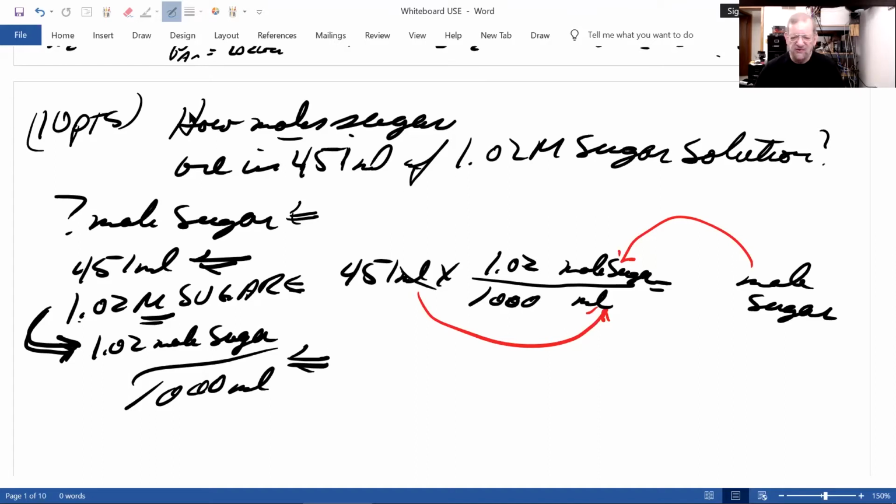Notice milliliters divide out. I'm left with the right units. Remember, 1,000 is an exact number. It has no input into how many significant figures your final answer has. Here I have 3 significant figures. Here I have 3 significant figures. Therefore, my answer should have 3 significant figures.